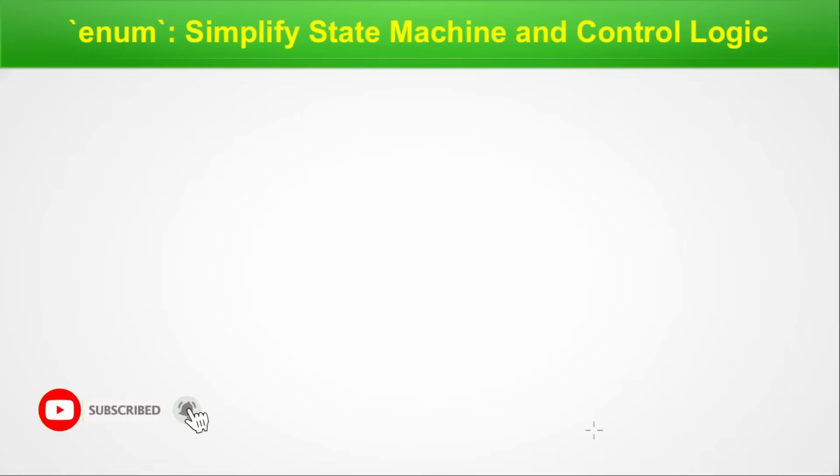Enum. Simplify the state machine and control logic. Now let me tell you what the word enum means. Enumerated data types. And this is not introduced in SystemVerilog, it is borrowed from the programming languages. In case you have come across this in C, you can recall your details from the C language.